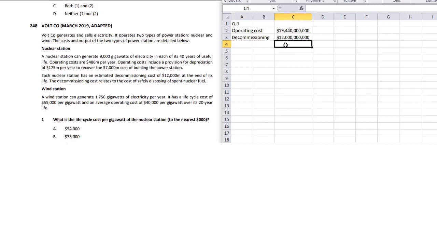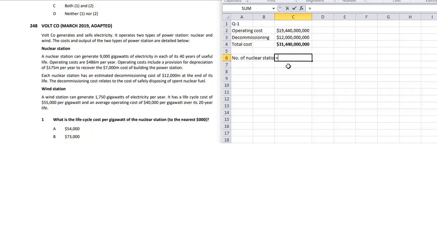So what's the total of these two? This is the total cost over the product life. Now we have to divide it by the units, and the units here are the nuclear stations. So how many nuclear stations are generated? The number of nuclear stations.